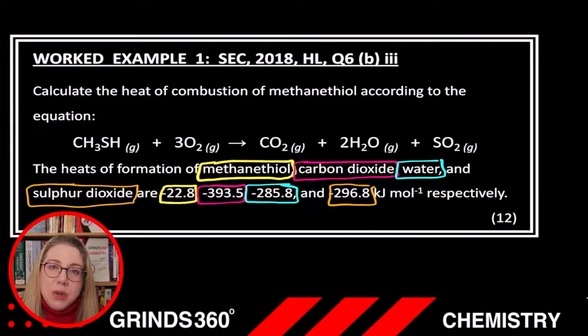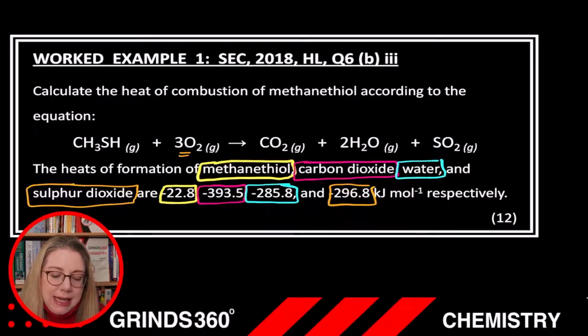Now, if we look at the balanced equation, there's 5 substances in that balanced equation. It doesn't mention anything to do with oxygen, and that's for a reason. The heat of formation of an element in its standard state is 0. That's why the heat of formation of the oxygen is not given, because it's 0 and it's not going to affect the calculation. So if it's not given, completely ignore it.